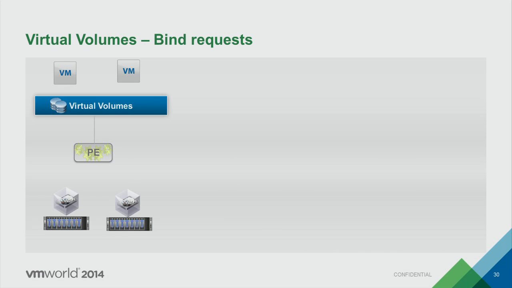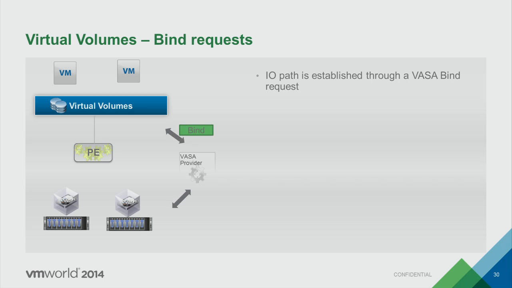So when we talk about the binding request, what's the operation that allows us to access each individual VVol? There's a binding operation. This binding operation is what allows the actual IO path to establish that communication through the VASA bind request. So if I need to perform a specific action on a VVol, for example cloning or some other type of operation, a bind operation happens so that I can access that particular VVol at that point in time.